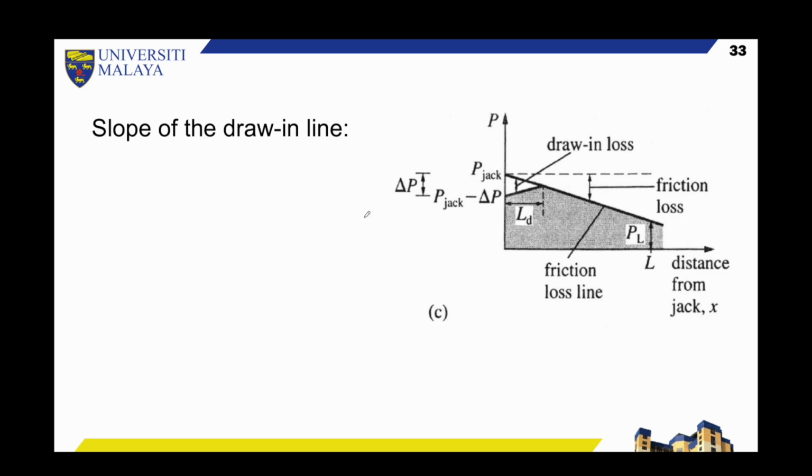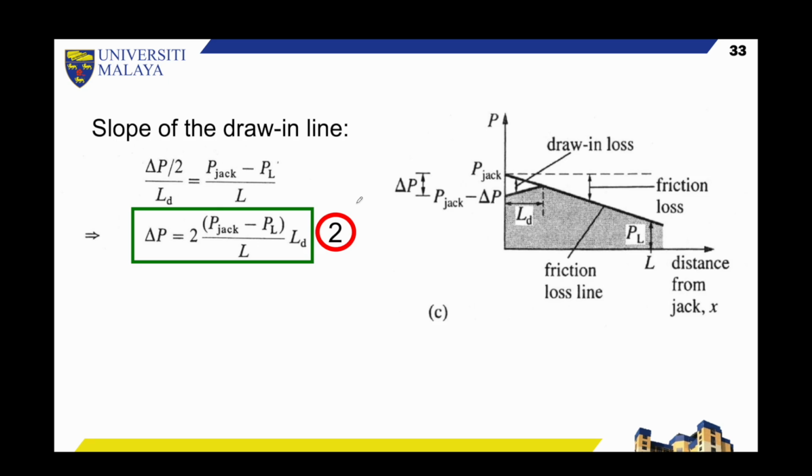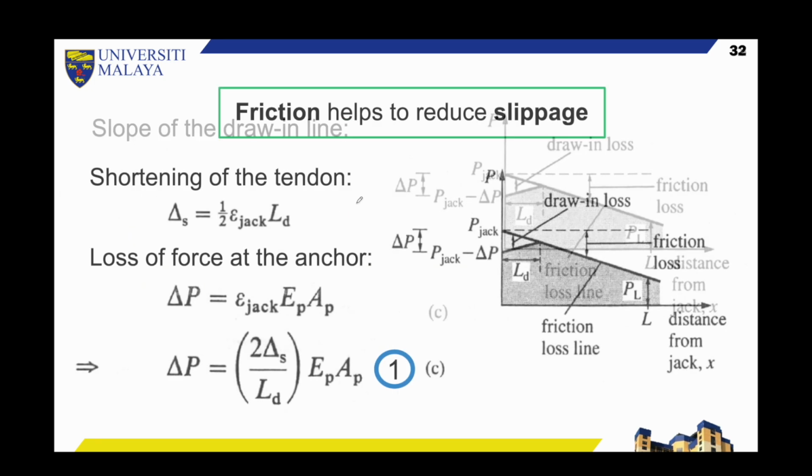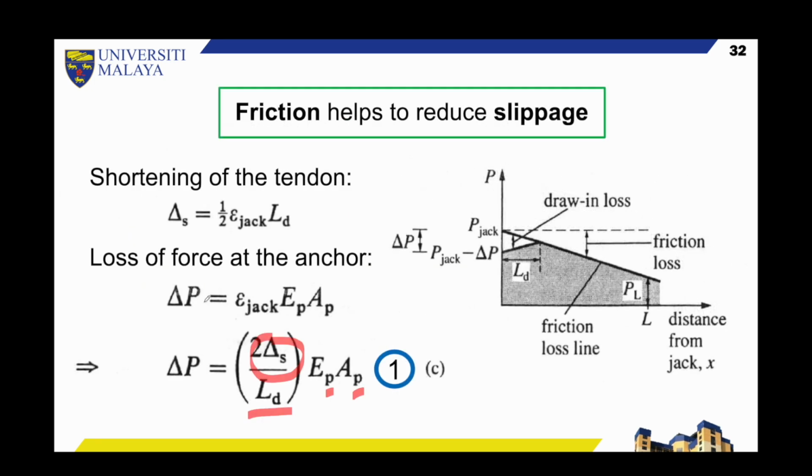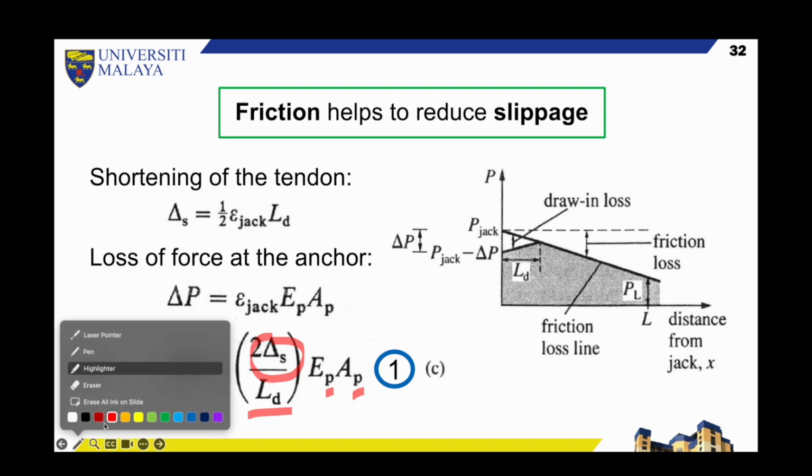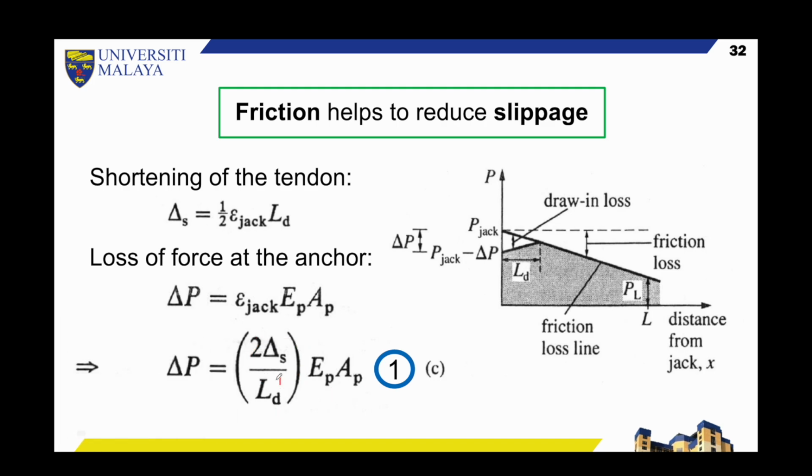So the slope of this draw-in line can be estimated from simple trigonometry, shown by equation number 2 in the green box there. And when we let 1 equal to 2, remember what was 1? We'll go back a bit. 1 was the loss in the force, the delta P, the actual losses due to the shortening or this anchorage slip.